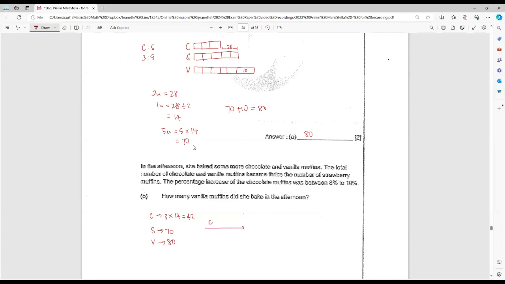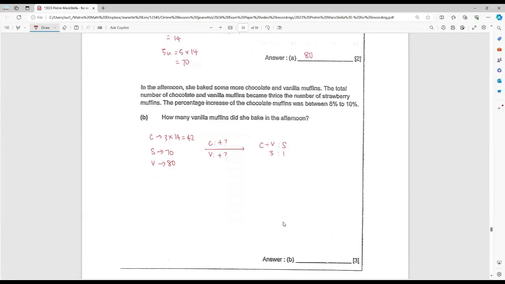Then there's a change for chocolate and vanilla. In the end, chocolate and vanilla became thrice of strawberry. So 3 to 1. Now we know that the number of strawberry muffins did not change. Okay, so the strawberry muffins, which is this 1 unit here, is actually 70. So the number of chocolate and vanilla in the end will be 70 times 3, 210.